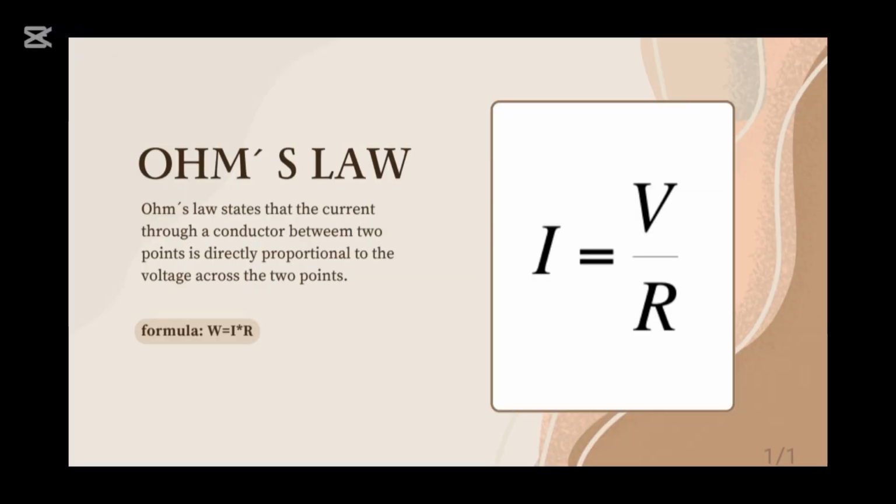conclusions. Ohm's law states that the current through a conductor between two points is directly proportional to the voltage across the two points. Its formula is voltage equals current times resistance. In the respiratory system, it can be applied to understand the relationship between airflow and resistance in the airway.